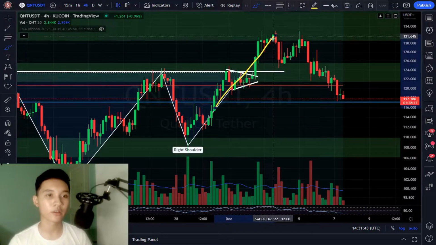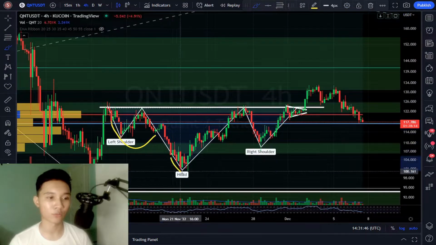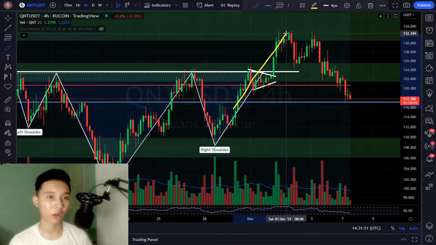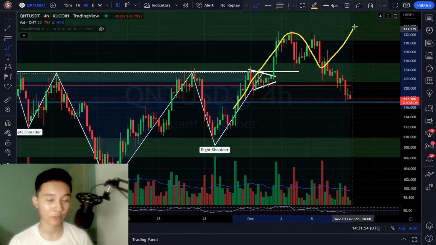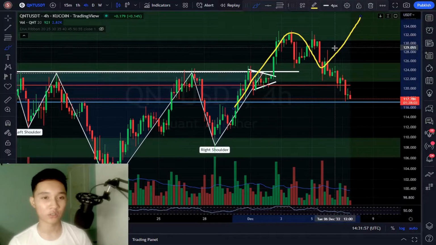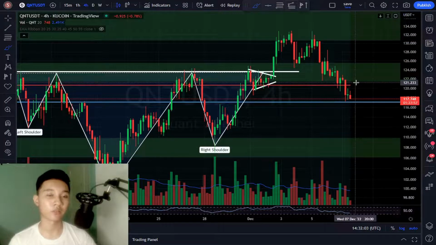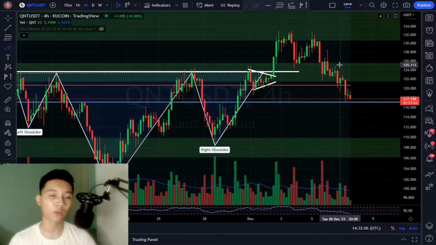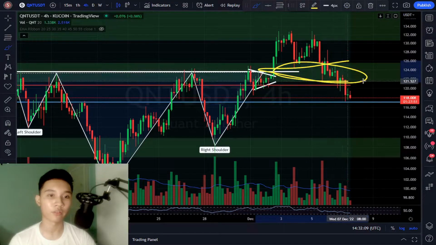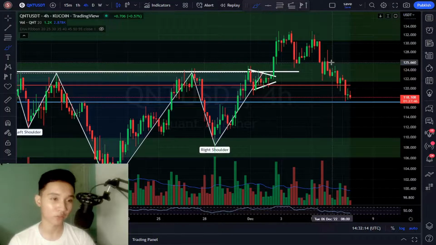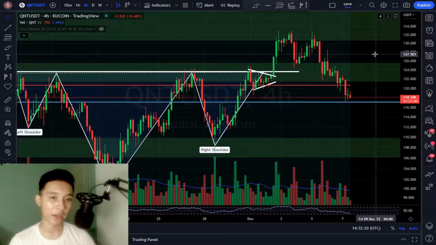We broke above it right here when we spotted this inverse head and shoulders pattern, and as expected we broke to the upside, and I was hoping that we were gonna have a retest before continuing to the upside. However, unfortunately we broke to the downside, and I also mentioned this bearish scenario. I said be warned that once Quant loses hold of this level right here, the support zone located at $121 to $125, it looks like Quant will be forming a rather bearish structure, and now it did. Unfortunately, we went the bearish path.